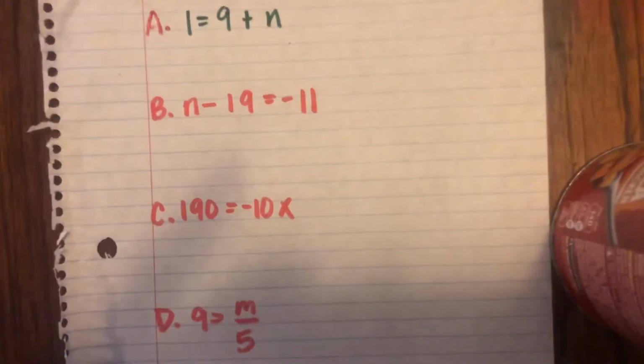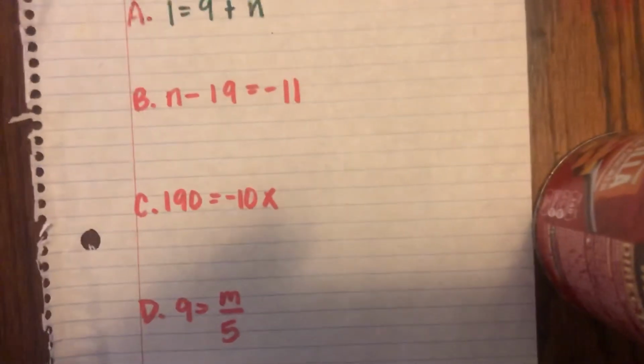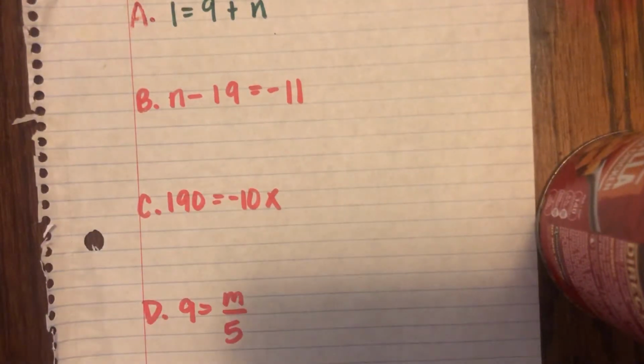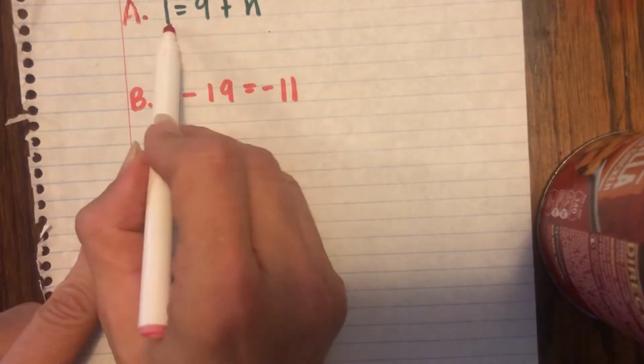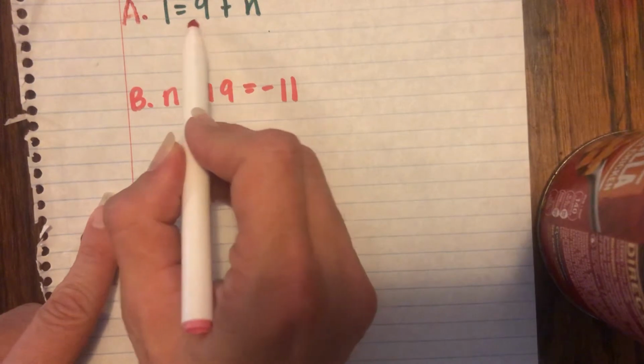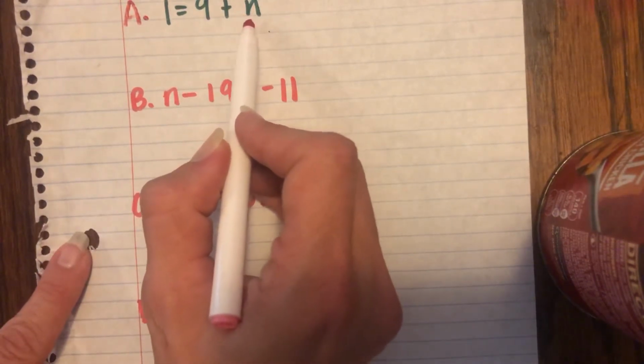Okay, these are the examples from one-step equations. So this is A, B, C, and D. We have 1 equals 9 plus n. We're trying to isolate the variable, which means get the letter to be by itself. So in order to do that, we have to identify the things that are the same on both sides of the equal sign. So we have 1 equals 9 plus n, trying to get the n by itself.